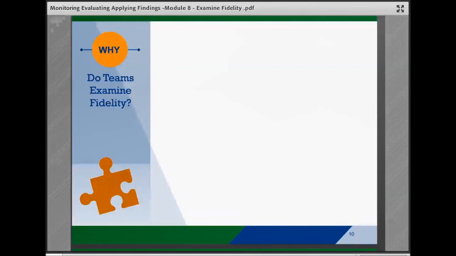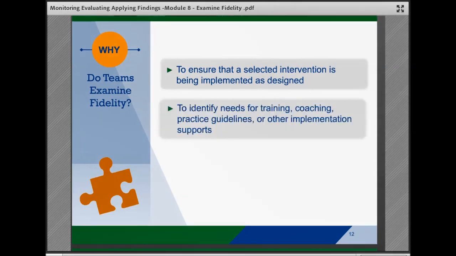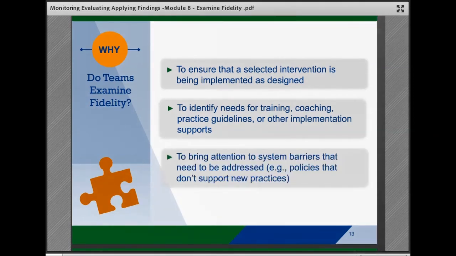Why do teams examine fidelity as part of collecting and analyzing data? The primary objective of a fidelity assessment is to measure whether staff are delivering the intervention's core components as designed or intended. Fidelity assessments can help teams ensure that a selected intervention is being implemented as designed, identify needs for training, coaching, practice guidelines, or other implementation supports, and bring attention to system barriers that need to be addressed, for example, policies that don't support new practices.